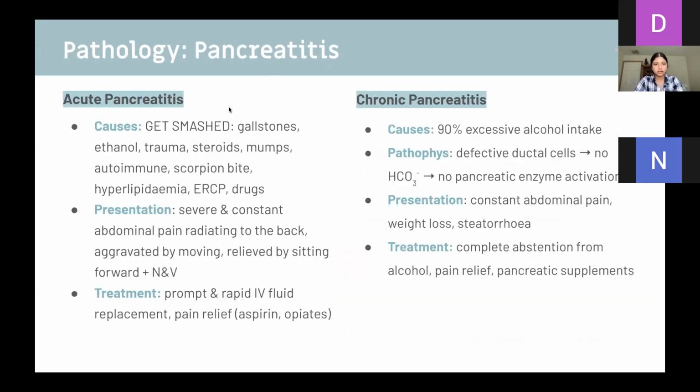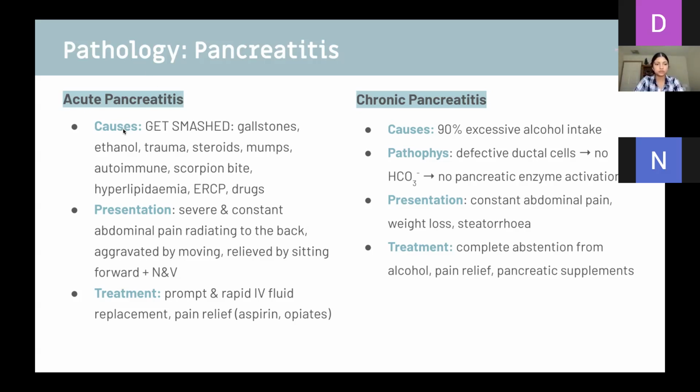Okay, so getting to the last bit of gut secretions, we have pancreatitis. There are two types, acute and chronic. And it's kind of what I was talking about, the knock-on effects from your pancreas getting affected, because it has a lot of functions.